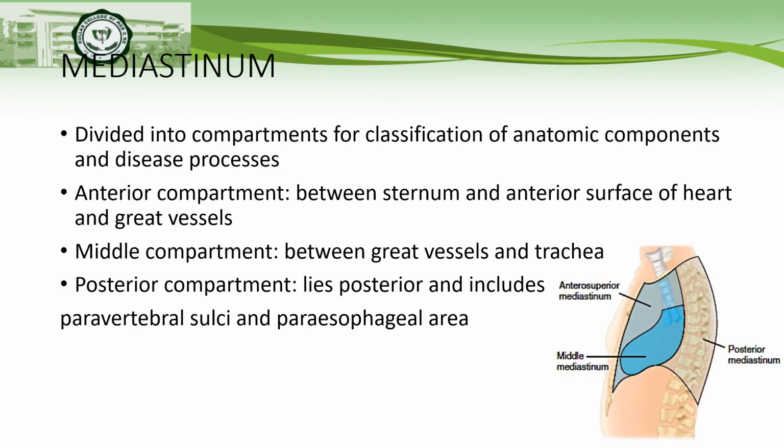So now let's go to the mediastinum. The mediastinum is divided into compartments for classification of anatomic components and disease processes. The anterior compartment lies between the sternum and the anterior surface of the heart and great vessels. The middle compartment is between the great vessels and the trachea, so this includes also your heart. While the posterior compartment is everything that lies posterior. So this includes both paravertebral sulci and the paraesophageal area.